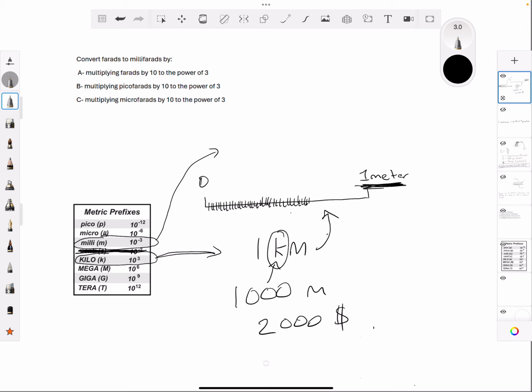I mean, obviously this is not going to be 1,000 pieces, but what I'm doing is cutting it into a whole bunch of pieces, 1,000 of them. So if I have 1 millimeter, what I have is 1/1,000th of a meter, right?